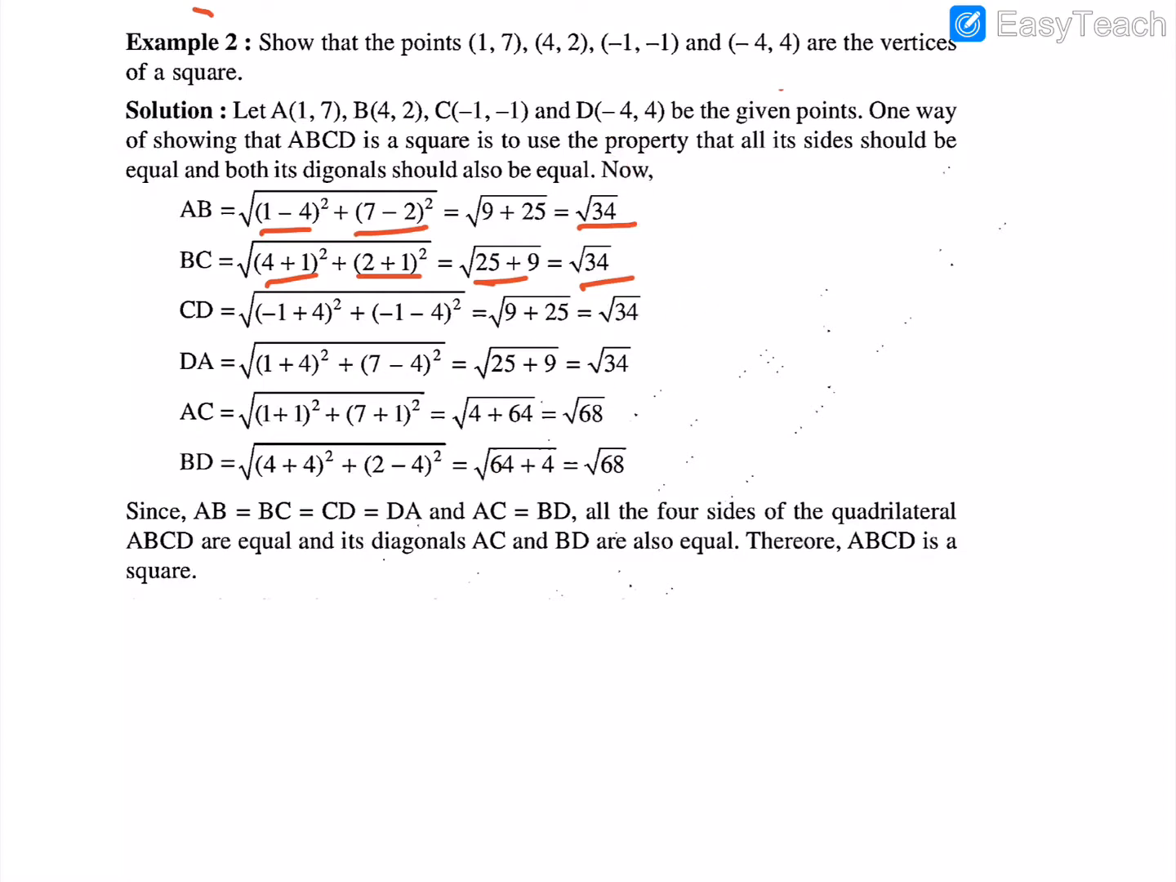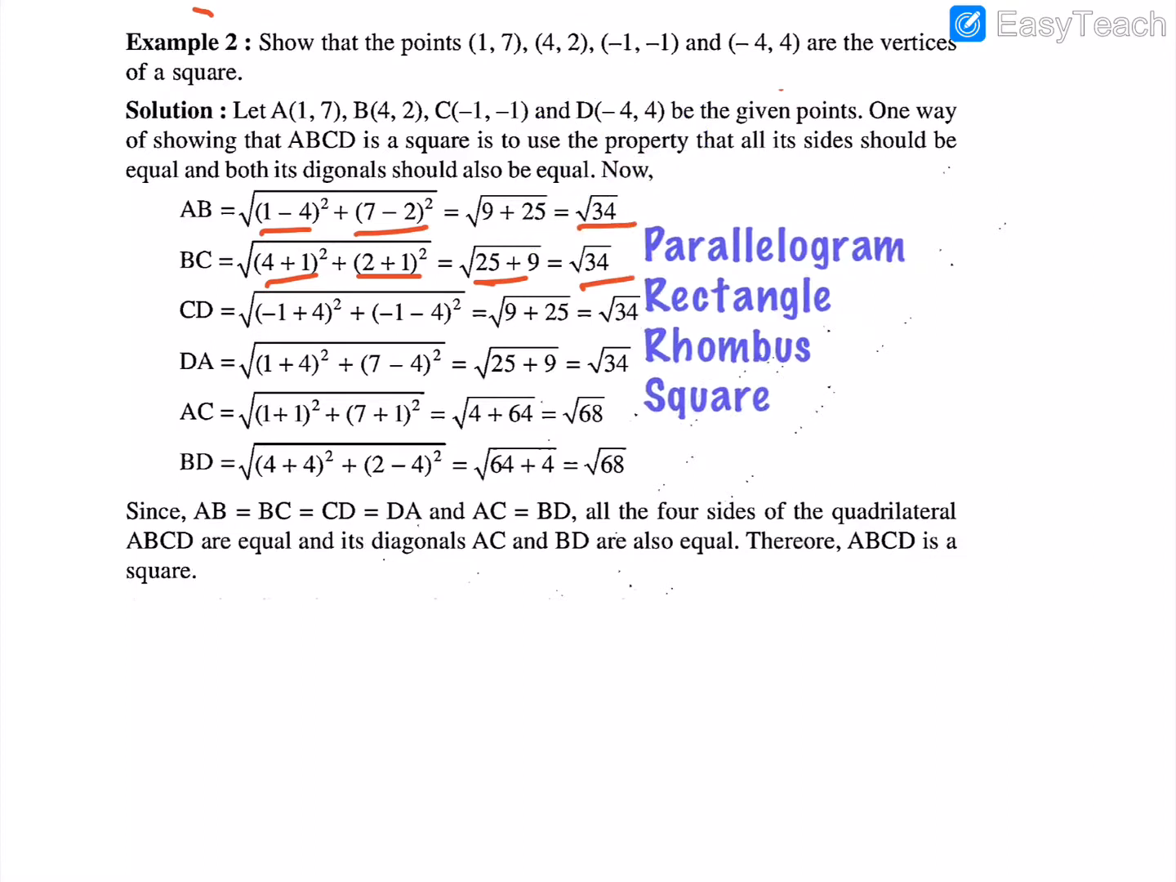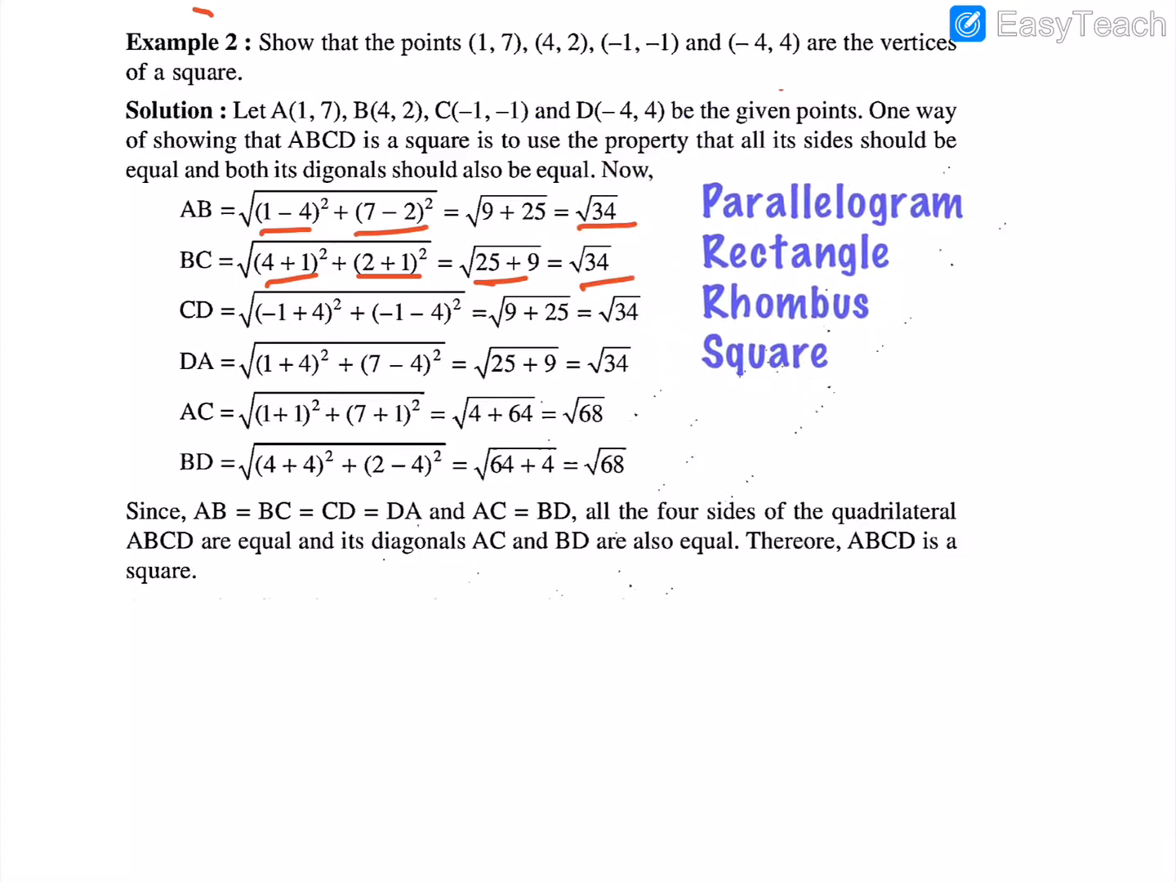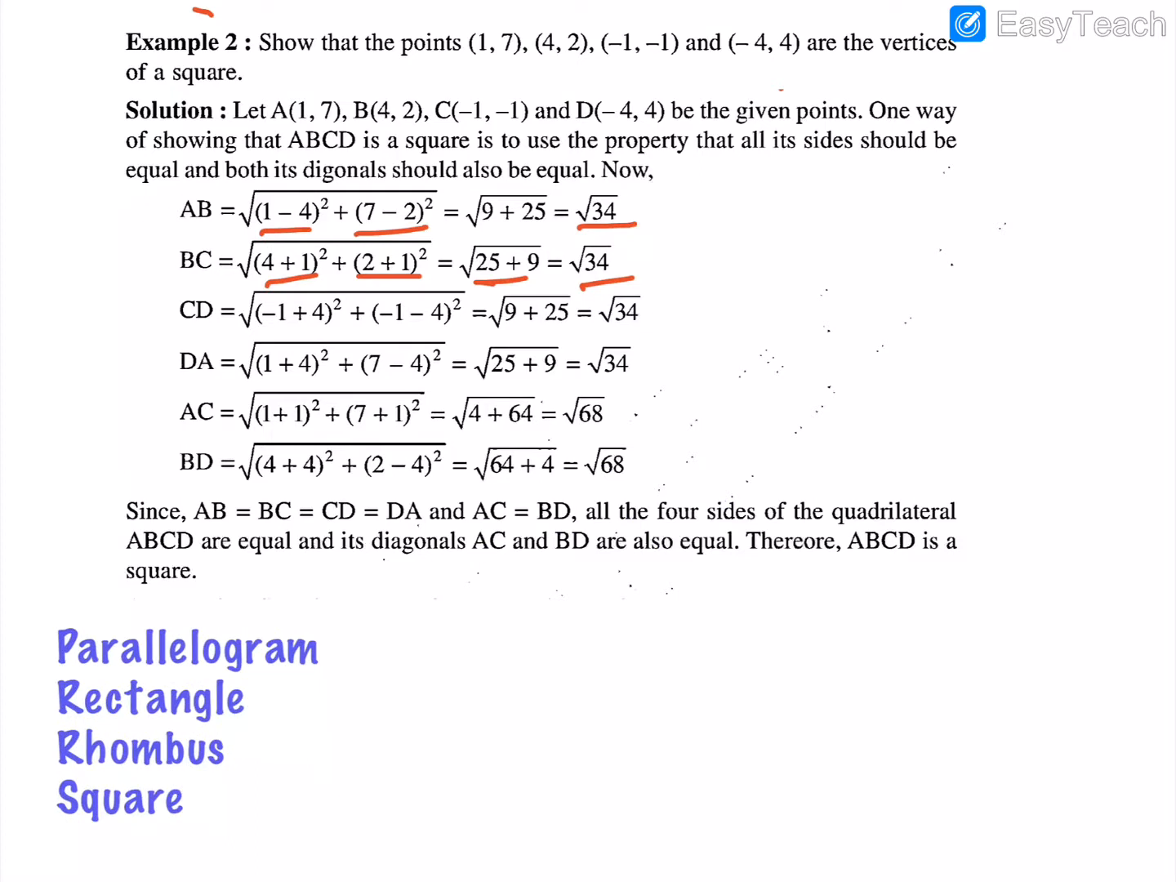And let us see other different shapes. The shapes are the parallelogram, then the rectangle, then the rhombus, and then the square. These are the four shapes they generally ask you to prove. So for a parallelogram and rectangle, how do we prove? For a parallelogram, opposite sides are equal and diagonals are not equal.